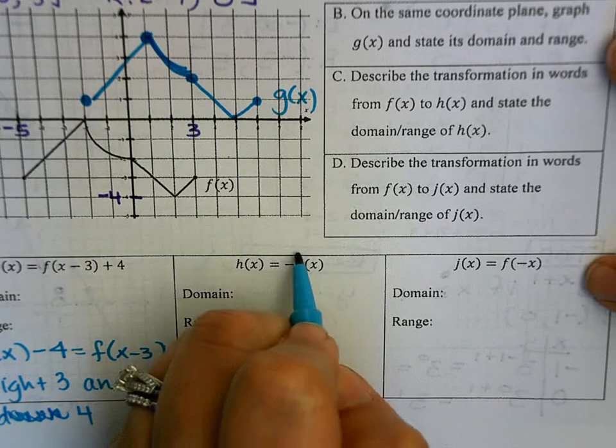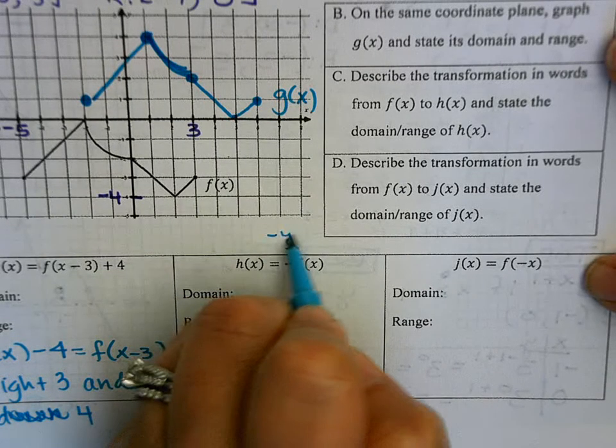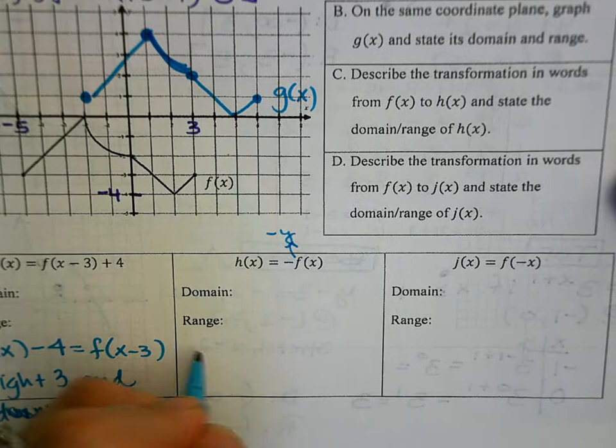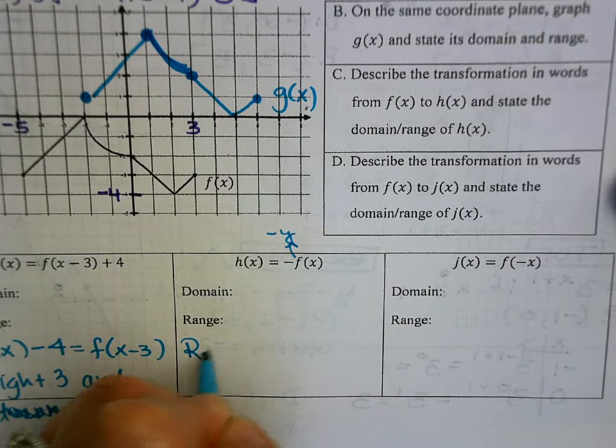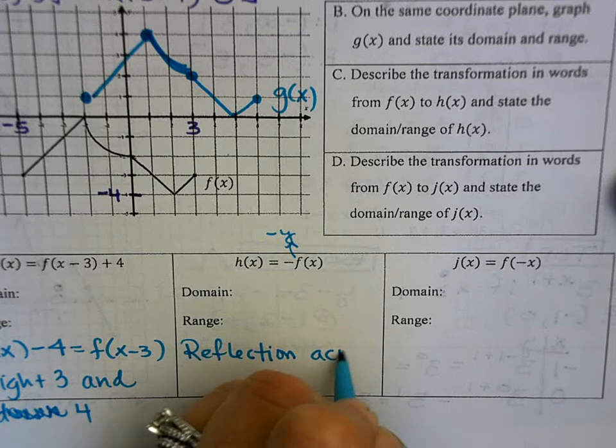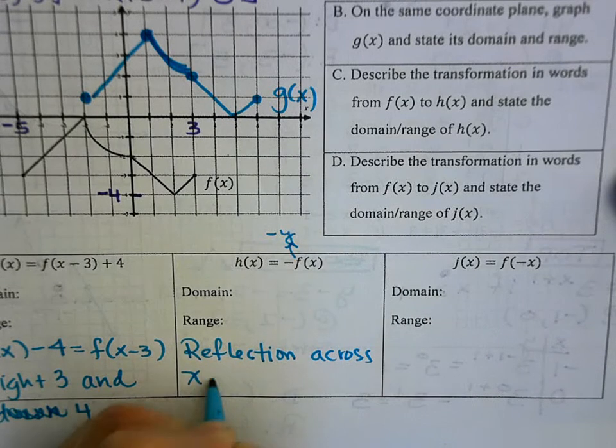So here, this transformation, the y values are opposite, right? So this is the same as negative y. So if the y values are opposite, anything that was a positive y will turn to a negative y, or anything negative will turn to positive. So then this would be a reflection across the x-axis.